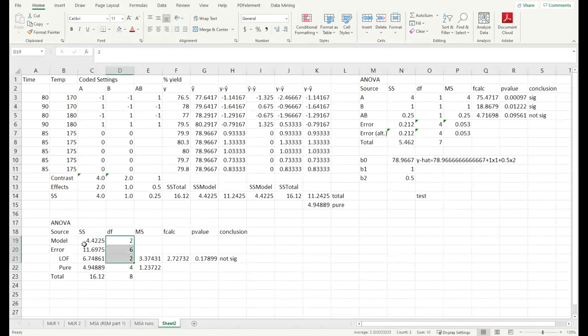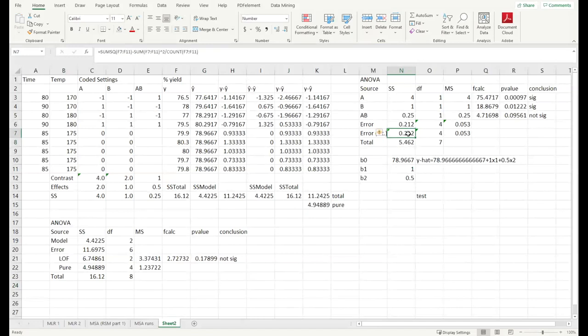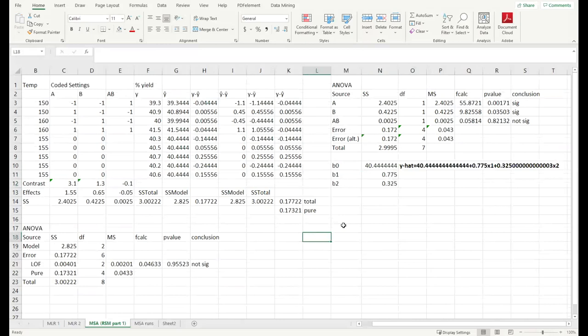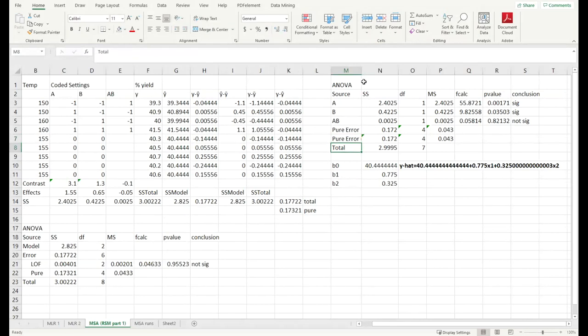So, let's double check. Tama ba yung pure? Okay? And one thing I've also, class, no? Yung pure dapat should be the same pure na nakuha natin dito. Okay? So I've researched on this kasi di ba last time I've shown you na posibleng mali tong, kasi ang ginamit natin na this is also pure error, no? If you look at the first ANOVA, this is actually pure error as well, no? So I've shown you two calculations for the pure error.